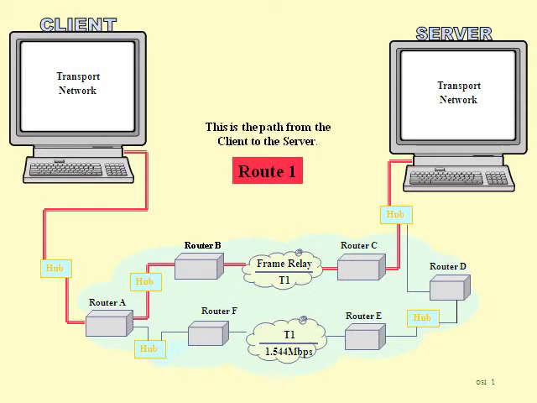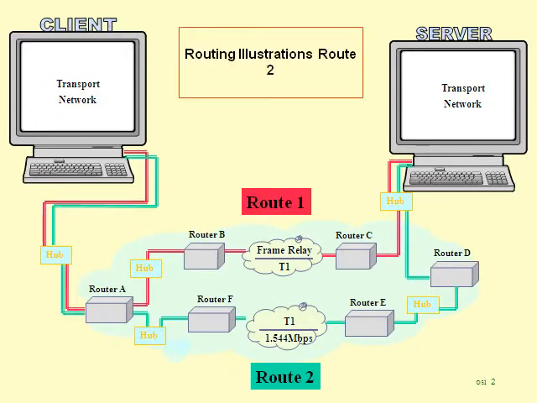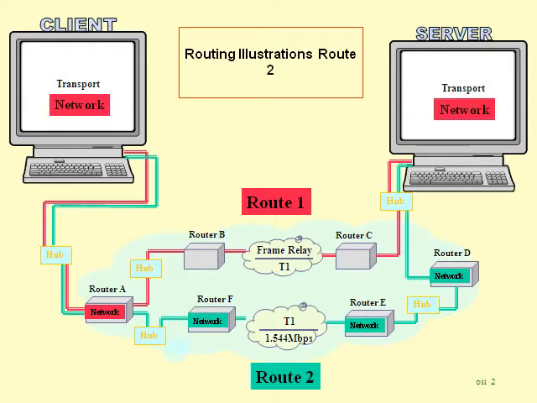There's another route available. This is route 2. It goes from the client to the server, but it goes through A, F, E, and D. And the key is routing is the decision that is made at A.